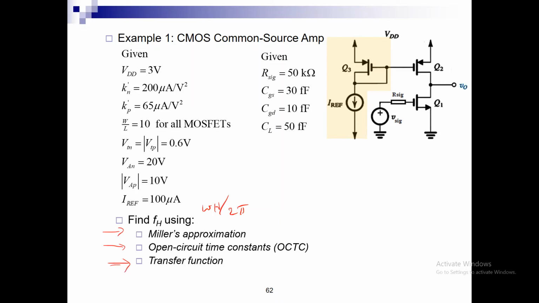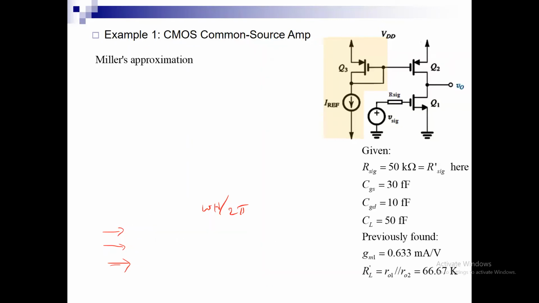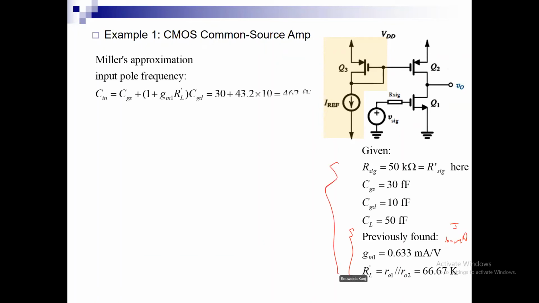For the Miller approximation, we need to find GMRL prime. We solved for GMRL before for the same circuit. So let us see what they tell us here. They tell me that we have previously found GM and RL prime, which is R01 parallel to R02, from the fact that GM is 2 ID over VOV, and I know that the current is 100 microamps. Now we're going to pick up from this, and we're just going to fill in the blanks for the different expressions that we derived before.